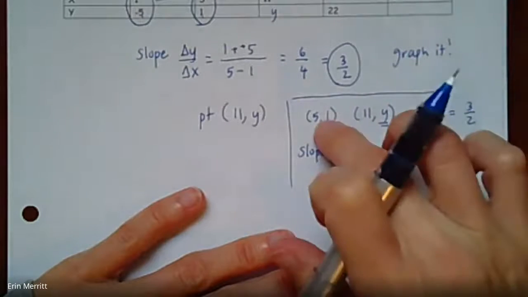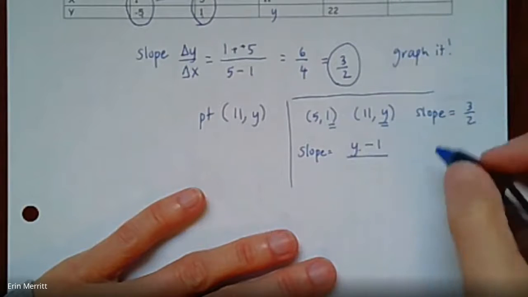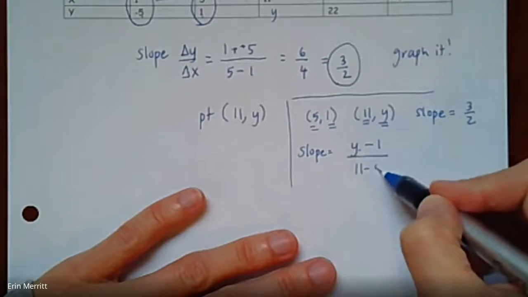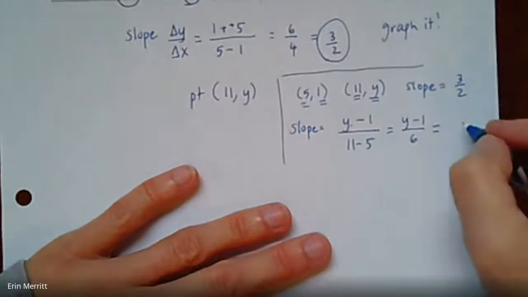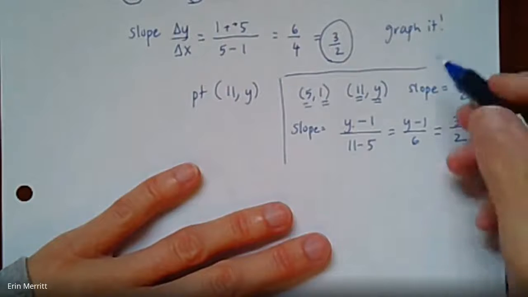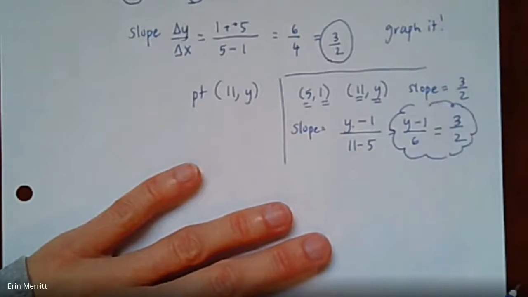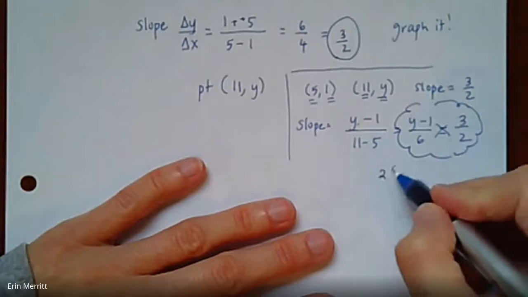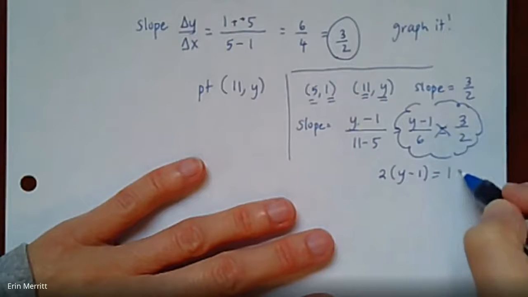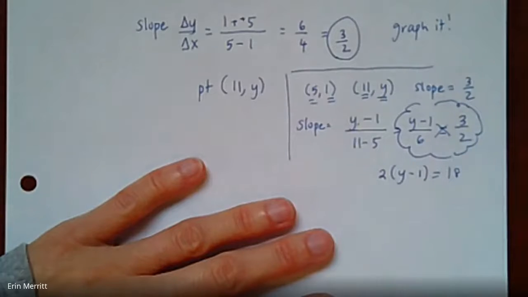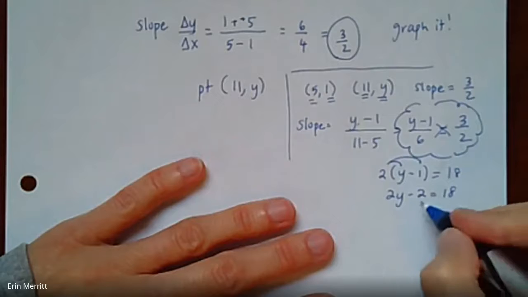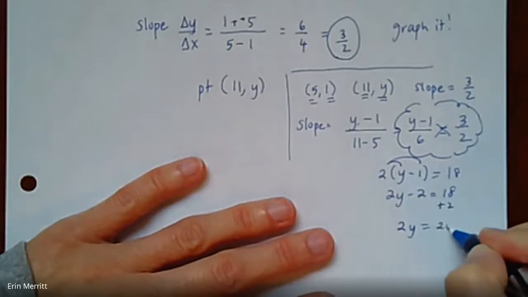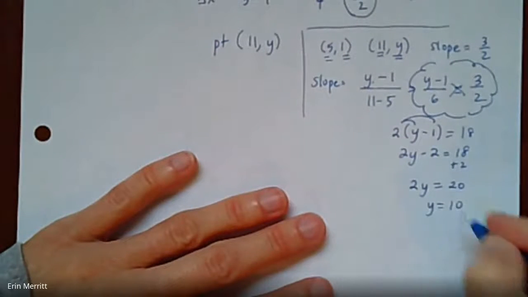So y2 minus y1, which would be y minus 1, and then over the change in the x's here. So 11 minus 5. So this would give me y minus 1 over 6 has to come out to equal 3/2, right? This is a little equation I've now set up for myself. Cross multiplication will get the job done. So if we cross multiply here, I do 2 times y minus 1. 6 times 3 will give me 18. I have a choice. I can distribute that 2. I could divide it out. Lots of ways that we could finish this problem. So if I add the 2 on over, this will give me 2y equals 20. And y should come out to be 10.